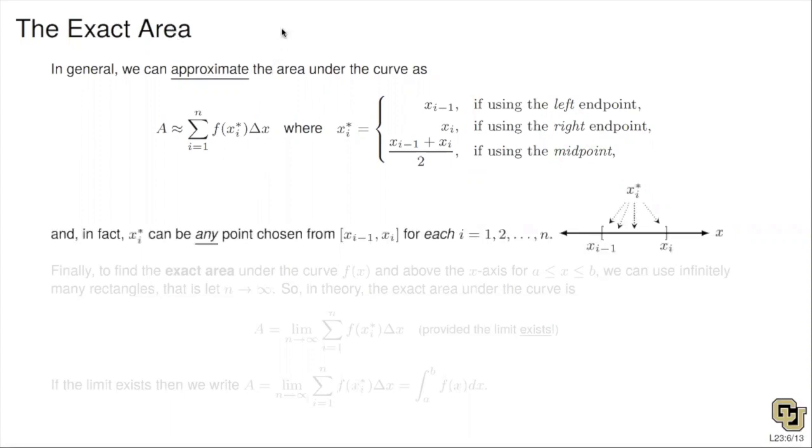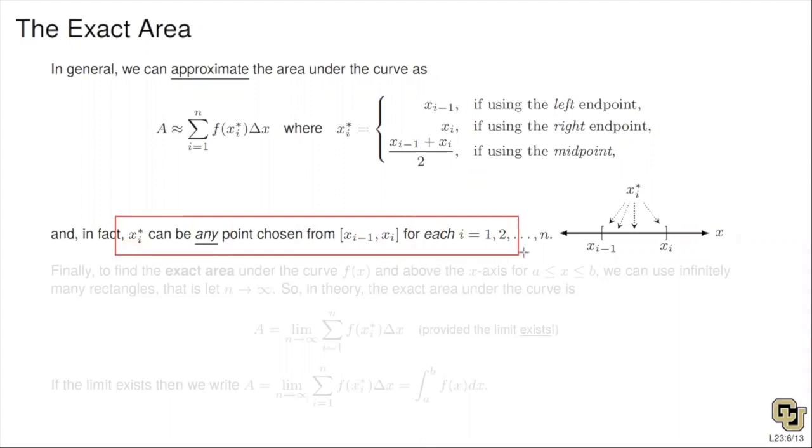In theory, the x sub i star can be any point. It does not have to be the left endpoint, the right endpoint, or the midpoint. It can be any point from the subinterval, any at all. You can randomly pick a point, and it doesn't have to be the same point for every subinterval. So I say x sub i star can be any point chosen from the ith subinterval for each choice of i. For the first subinterval, I could use the right endpoint. For the second subinterval, I could use the midpoint. For the third subinterval, I could just randomly pick a point.